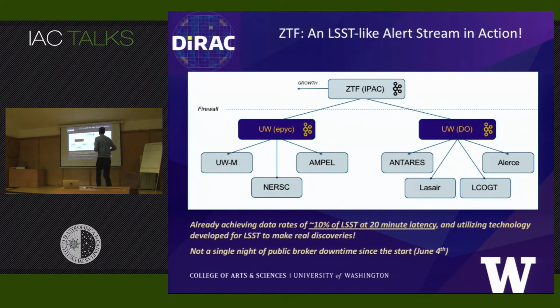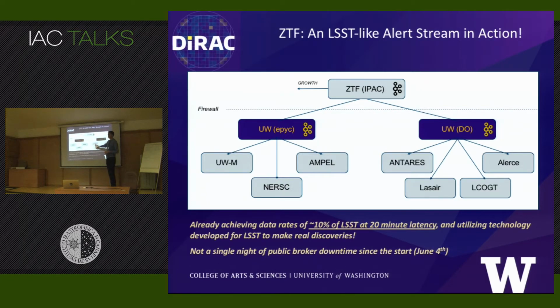So we have ZTF data at the processing center at IPAC, the alerts in Avro via Kafka flow to 2 alert brokers, or to 2 alert distribution points. One is at UW for our internal collaboration. One is on DigitalOcean, which is a cloud provider. That one supplies 4 different public brokers. And these public brokers then supply the community.